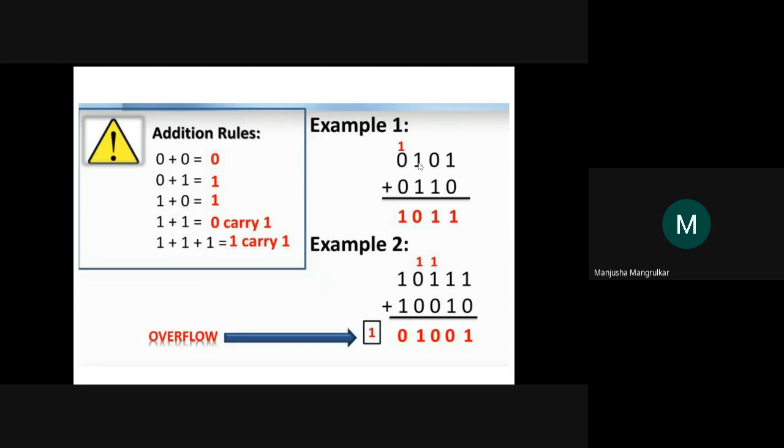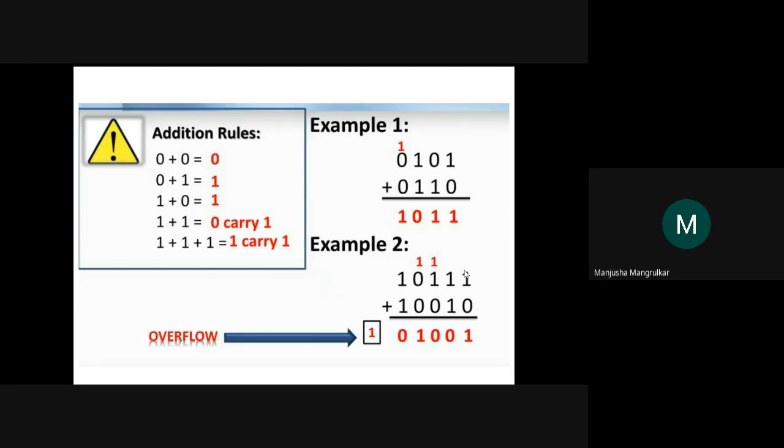Your data is 0101 plus 0110. Suppose you are adding: 1 plus 0 is 1, 0 plus 1 is 1, 1 plus 1 is 10, so the 0 will be here and 1 will be a carry. Now this 1 plus 0 is 10, and 10 plus 0 is 10. So 1 plus 0 is 1 and that 1 plus 0 is 1.